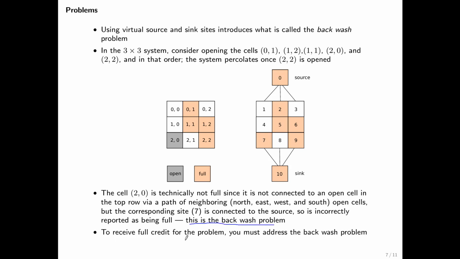Now, in order to receive full credit for this problem, you need to address the backwash problem, and there is a very nice trick that you play to solve it. So think about it. But keep in mind that you are not allowed to change the API for percolation or the API for union find for that matter. So you're not allowed to change those. And yet there is a very nice way in which you can solve the backwash problem. It just takes a little bit of thought, but it's very interesting. So challenge yourself into solving that problem.